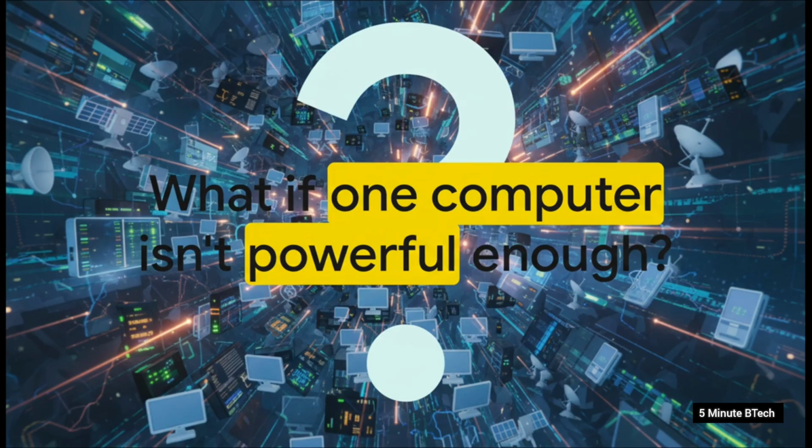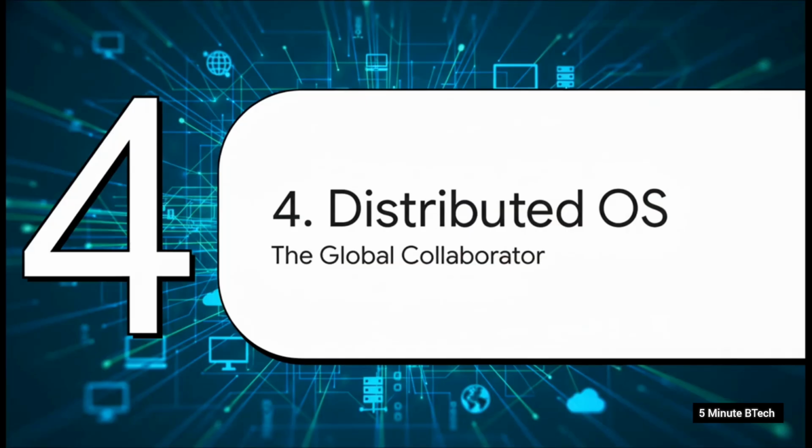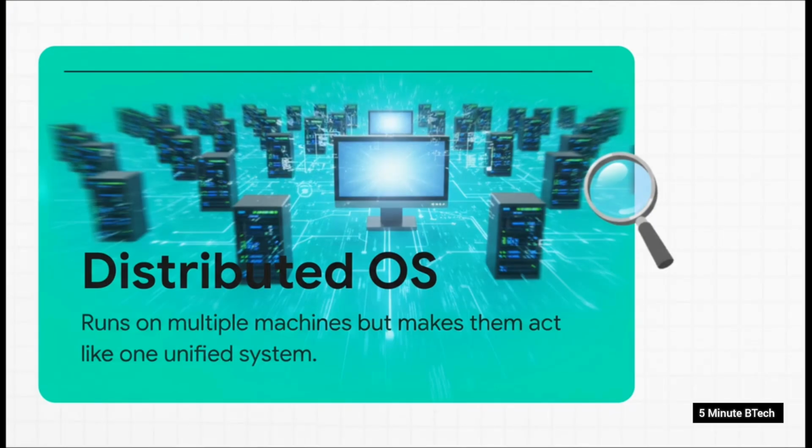What do you do when the problem is so enormous that no single computer on the entire planet is powerful enough to solve it? Well, that's when you build a distributed operating system. This is the global collaborator. The kind of OS that powers the modern cloud by linking tons of computers together so they can act as one giant brain. The real magic here is the powerful illusion it creates. A distributed OS takes a whole network of separate, independent computers and makes them appear to you, the user, as one single, incredibly powerful machine. You don't see the hundreds of servers working behind the scenes, you just see one seamless system.